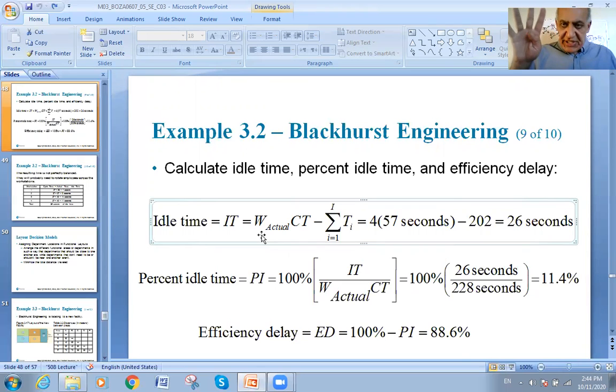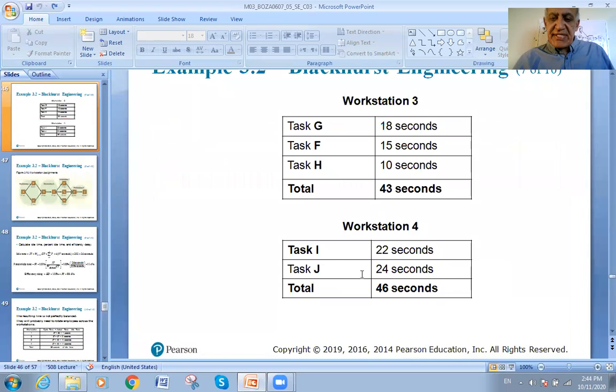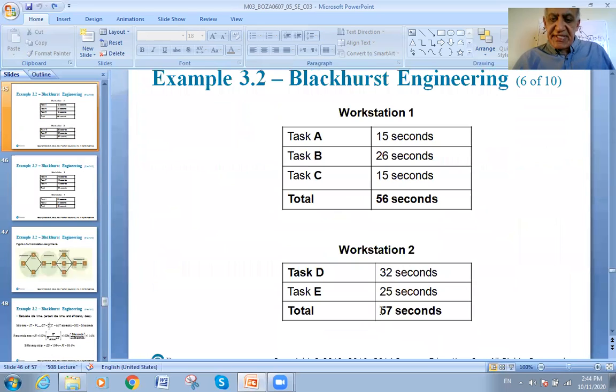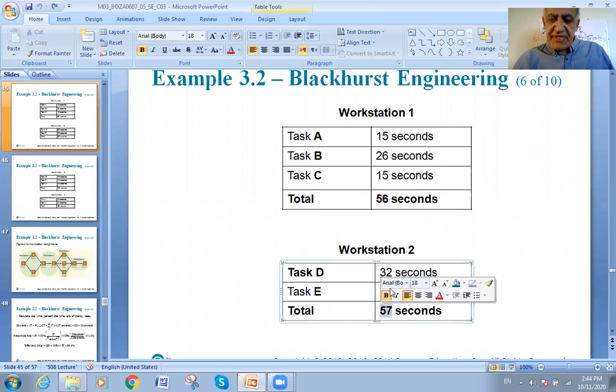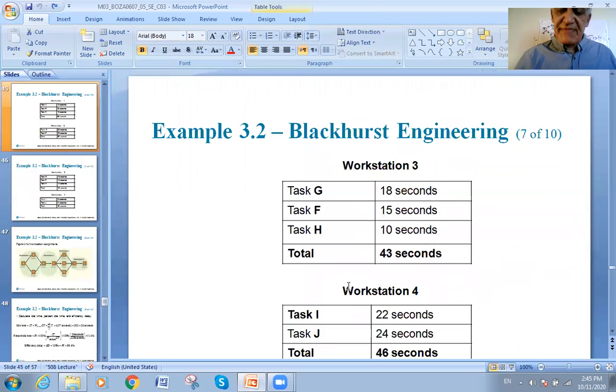We have 4 stages now. The longest one is 57 seconds. Let us see where. This one, 57 seconds, is station 2, because D and E take a very long time, 32 seconds and 25 seconds. Those all come to 57 seconds. That's very fine.